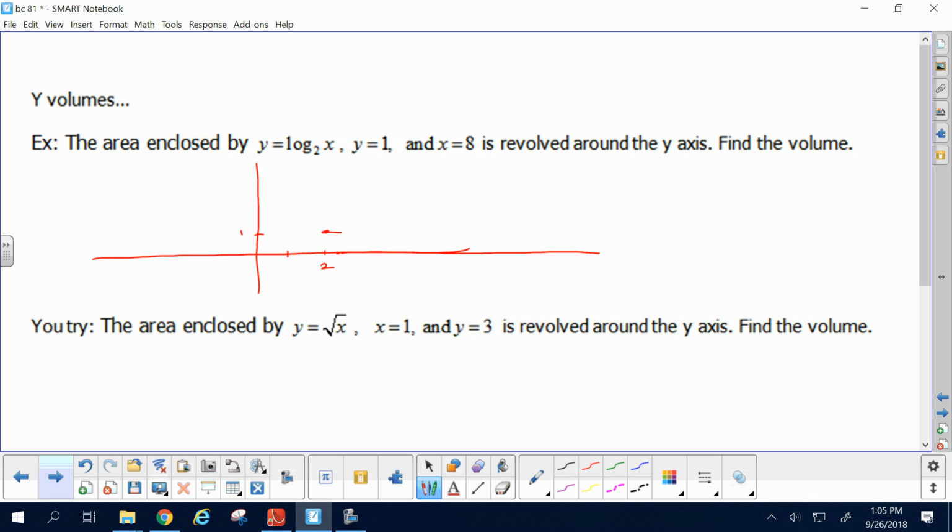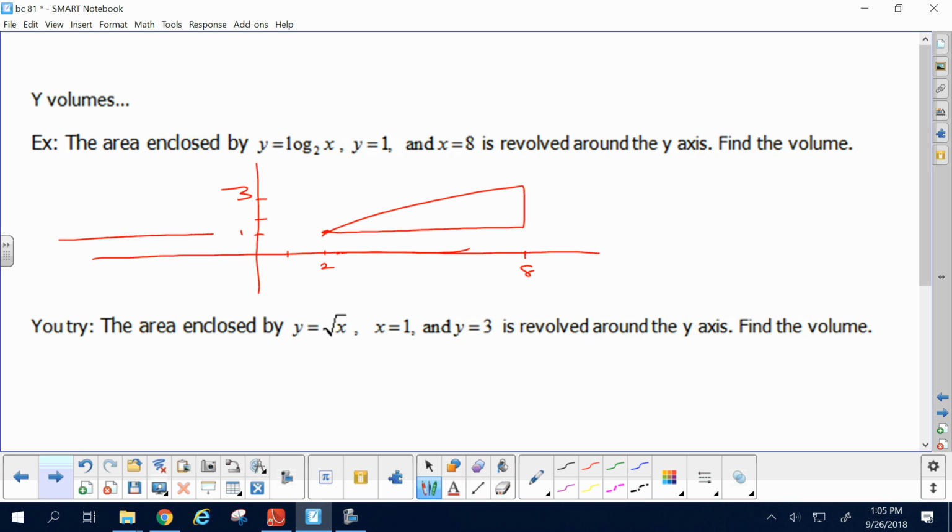what was it? 8 for x, what's y at 8? What's the y value when x is 8 on the curve? Log base 2 of 8 is 2 to what power is 8? If it gets any easier, I'll have to ask a pre-algebra kid. 3, okay. So here we go.